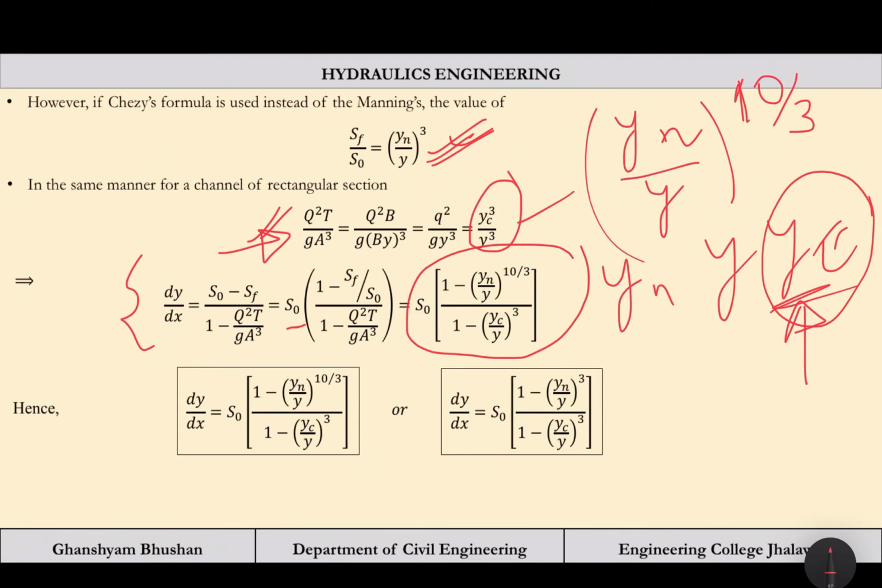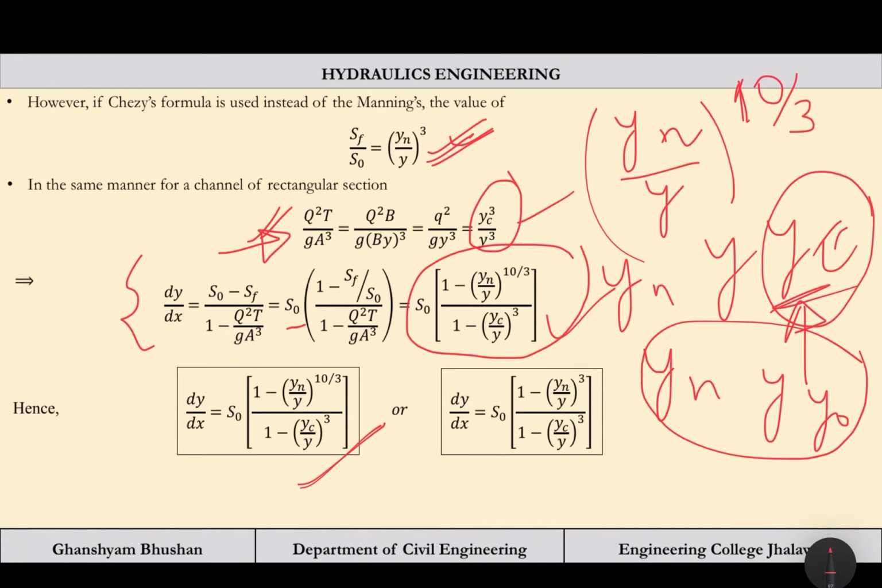Now if we change the value of depth, we can see whether dy by dx is 0, dy by dx is greater than 0, positive, or dy by dx is less than 0, that is negative. So dy by dx can be determined using this equation and checking the various relationships between y and y naught. If Manning's formula is used, dy by dx will be given by this formula, and if Chezy's formula is used, then dy by dx can be given by this formula.